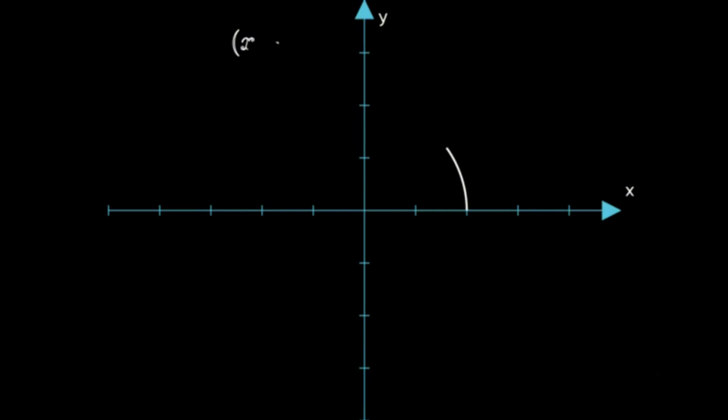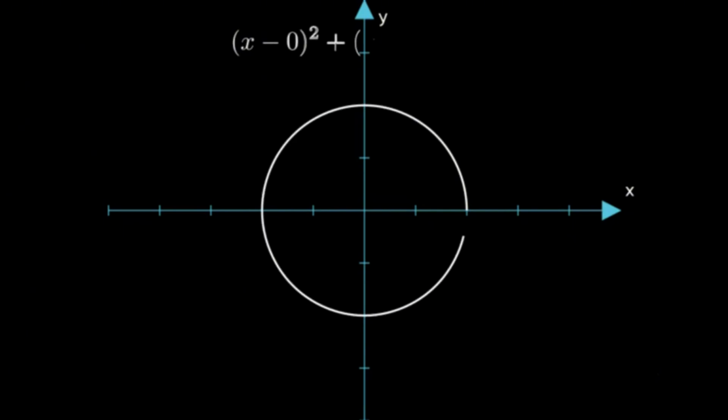Let's explore how the standard form of a circle equation relates to its graph. The standard form equation allows us to precisely define a circle's position and size on the coordinate plane. The standard form of a circle equation is written as (x - h)² + (y - k)² = r².